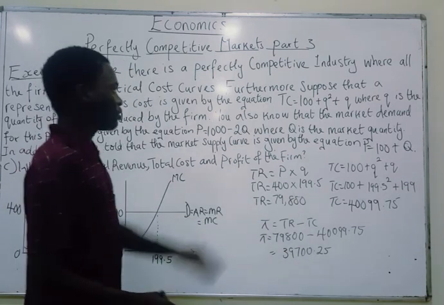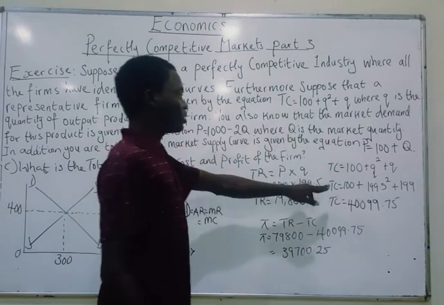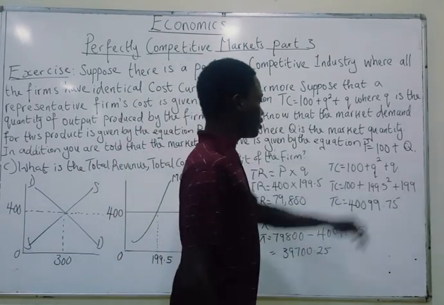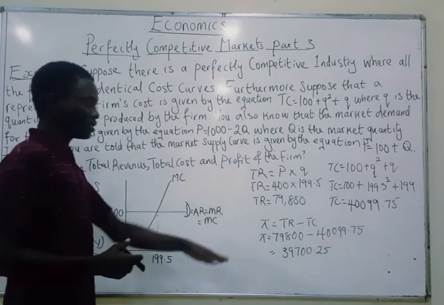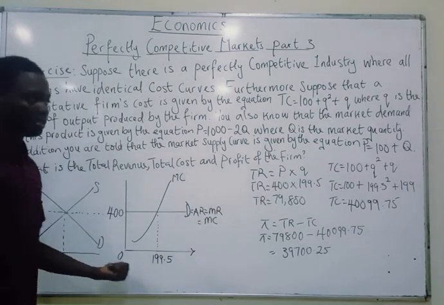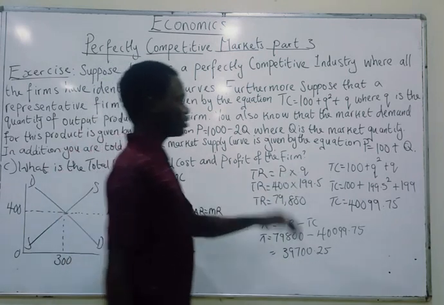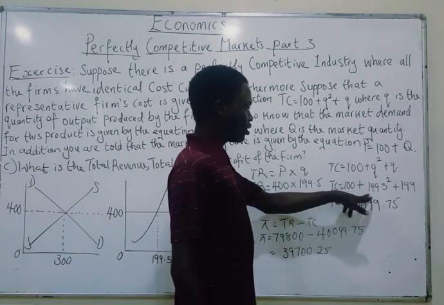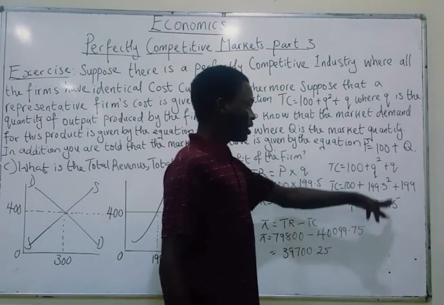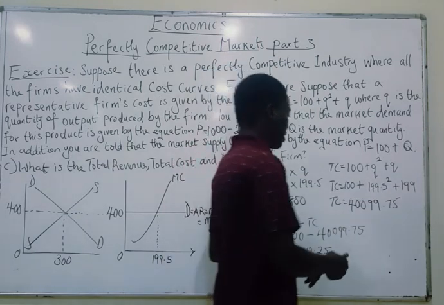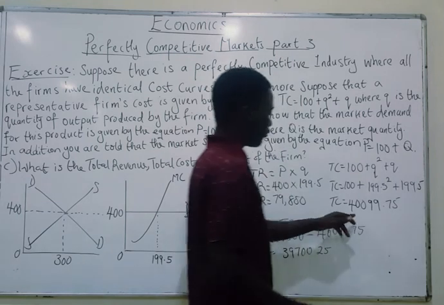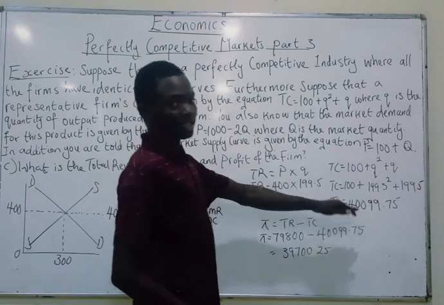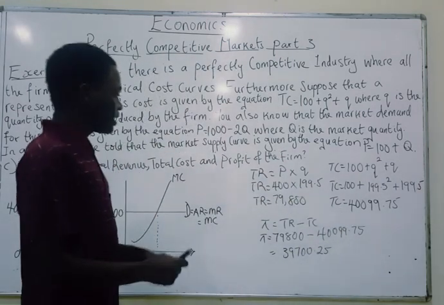Now what is the total cost? We have the total cost function for the firm, which is 100 plus Q squared plus Q. What we have to do is substitute the quantity that this firm is going to be producing into the total cost function. So what do we have? 100 plus 199.5 squared, then plus 199.5. Then our total cost becomes 40,099.75 naira.